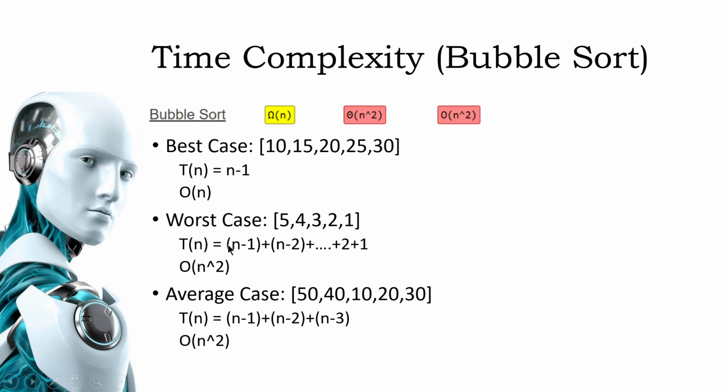Next, coming to the worst case, we have n minus 1 swappings in the first pass, then n minus 2 swappings, and so on. We get this T(n), and we can write it as big O of n square. And it is similar in the average case as well.